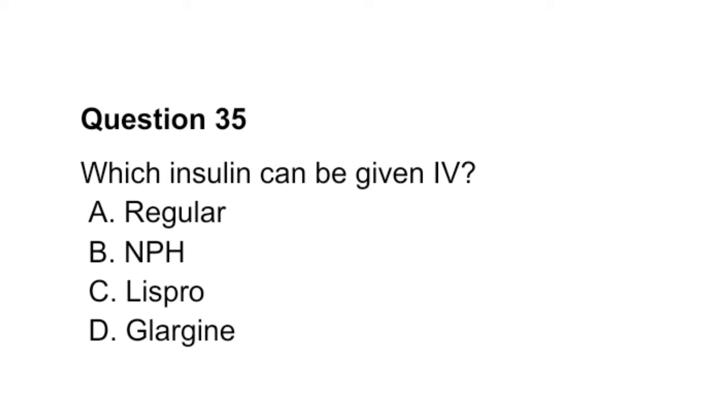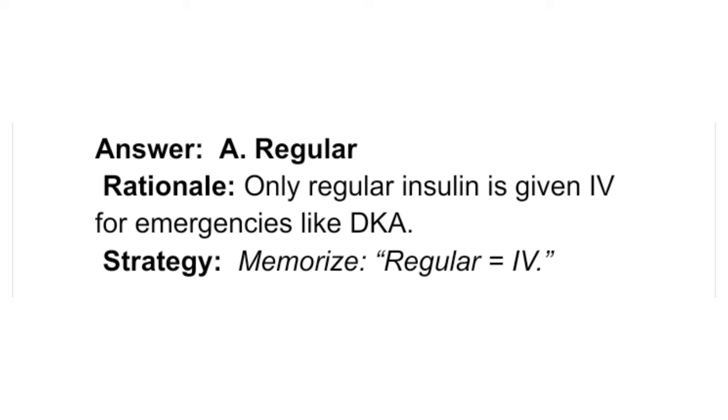Question 35. Which insulin can be given IV? A. Regular. B. NPH. C. Lispro. D. Glargine. Answer: A. Regular. Rationale: only regular insulin is given IV for emergencies like DKA. Strategy: memorize, regular equals IV.